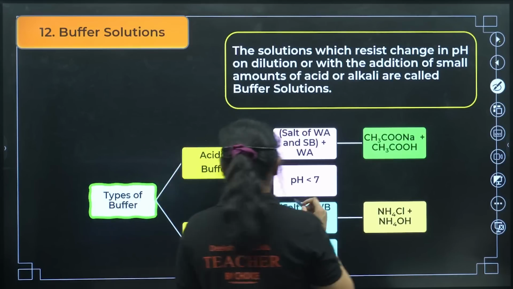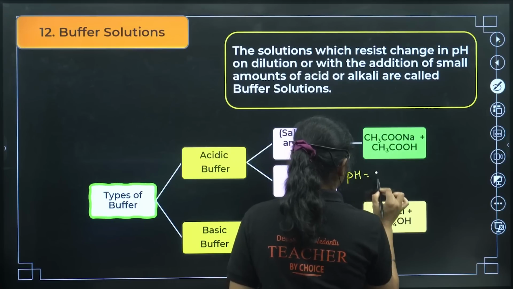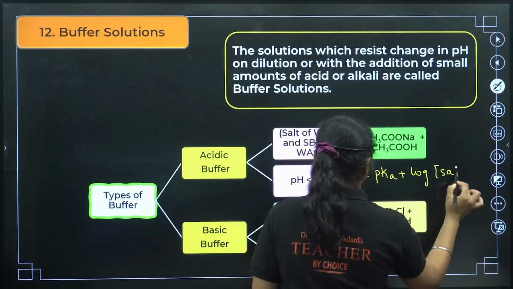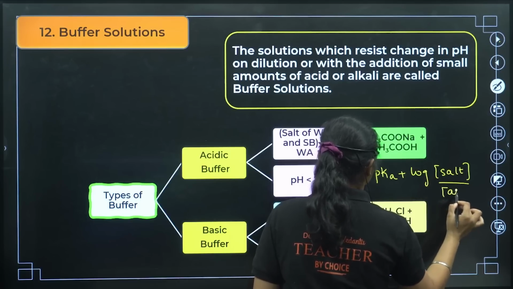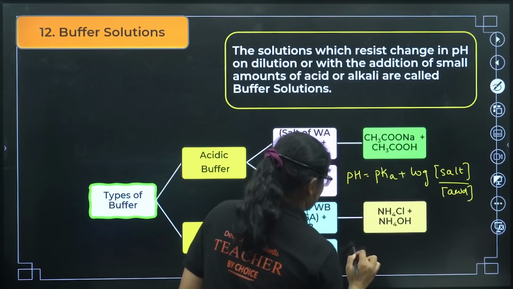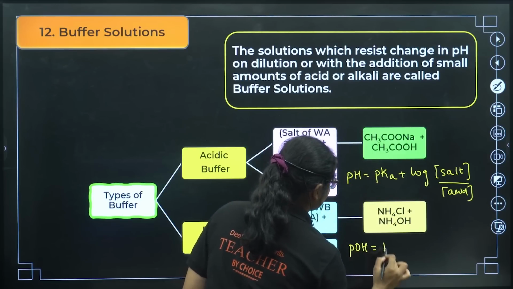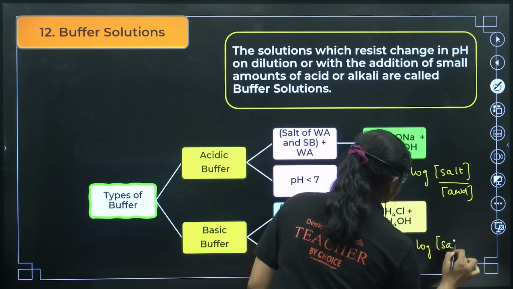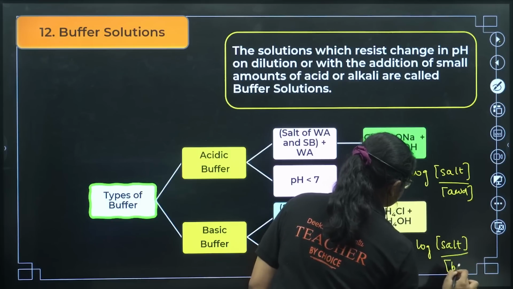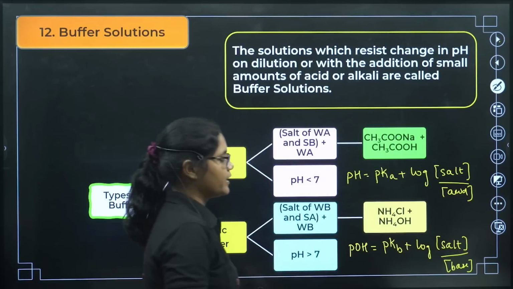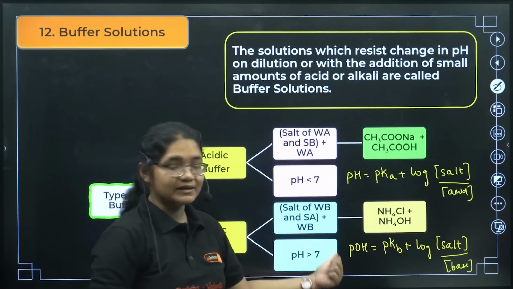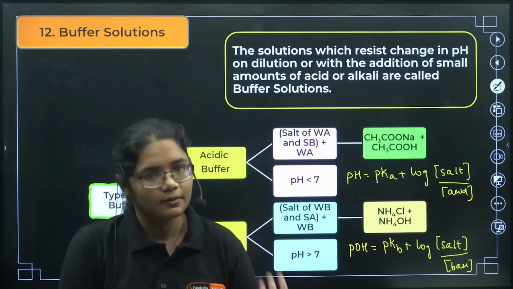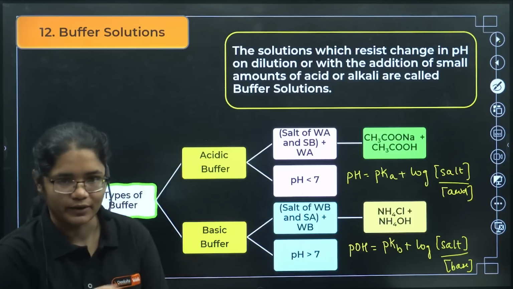Now what is the formula of pH for an acidic buffer? pH is equal to pKa plus log of the concentration of salt divided by the concentration of acid. Next, we have pOH, which is equal to pKb plus log of the salt concentration divided by the base concentration. So if the pH of a basic buffer is asked, first you have to find pOH and then subtract it from the 14 value, so you will get the pH value.